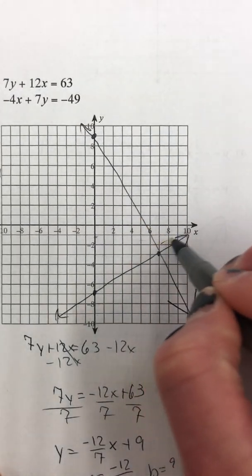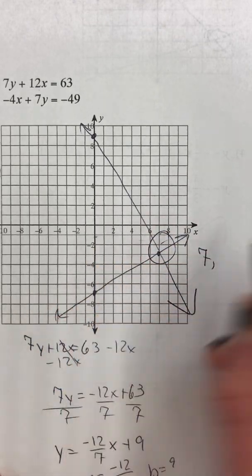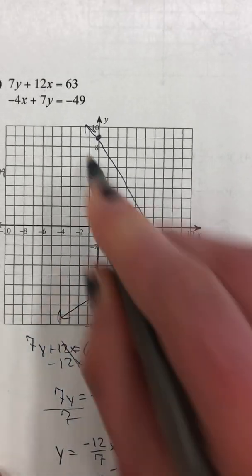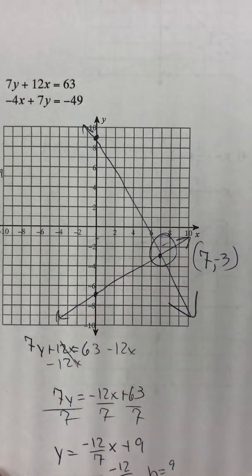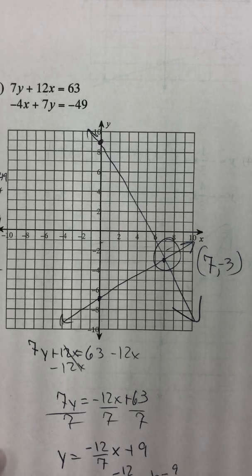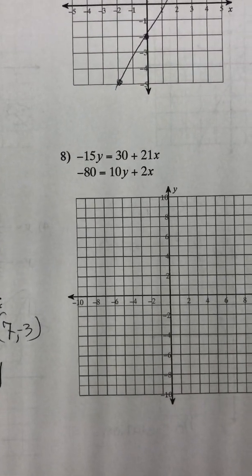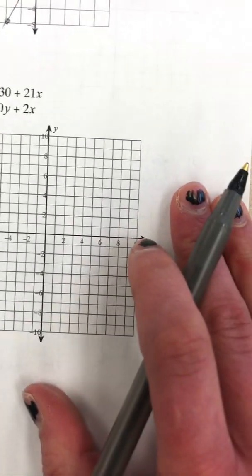They intersected exactly at this point, 7, negative 3. Yeah, 7, negative 3. And we got one more question to look through. If you guys have any questions along the way, let me know.